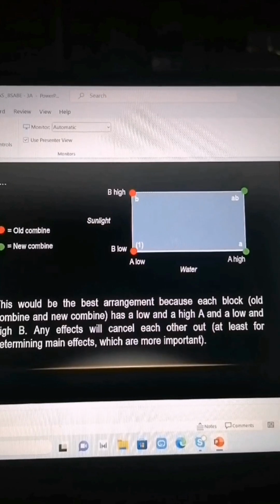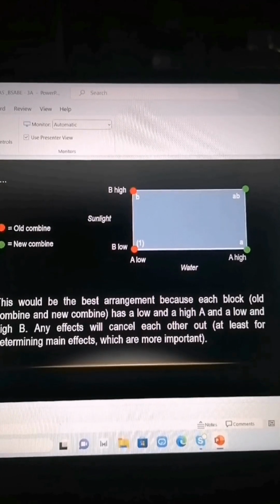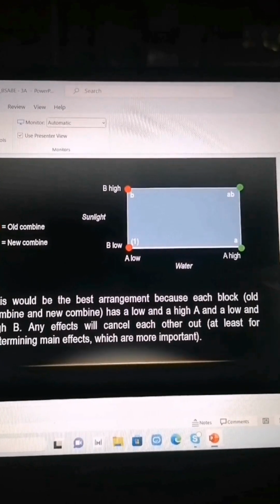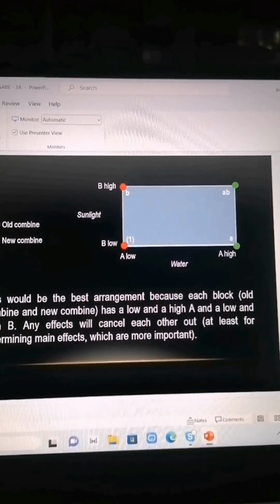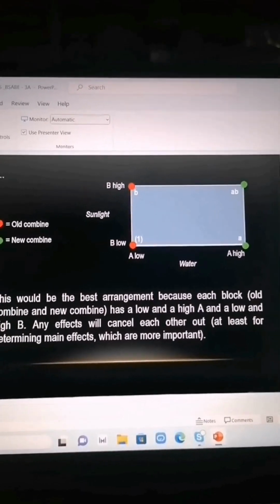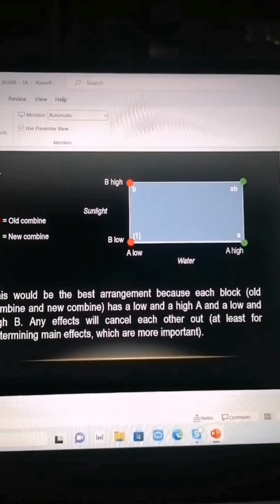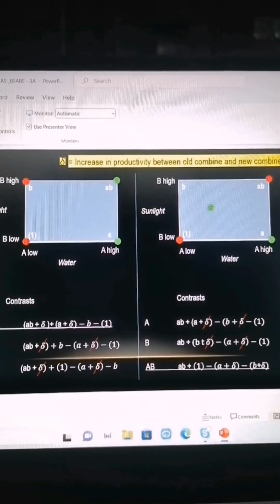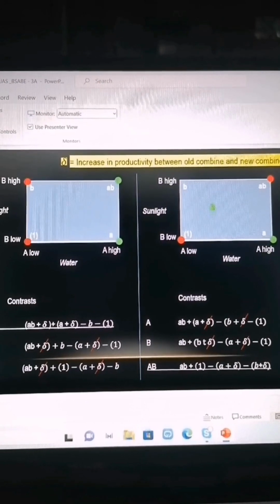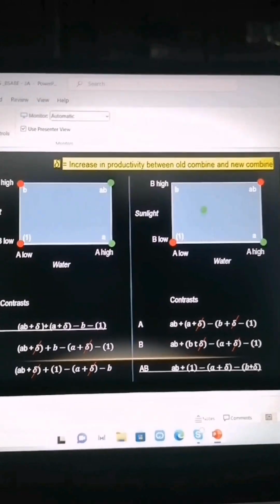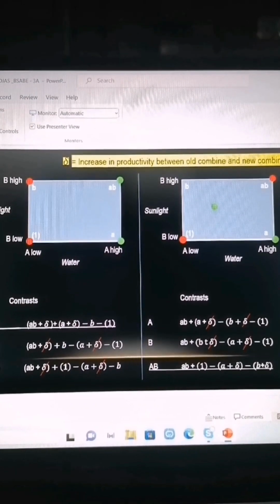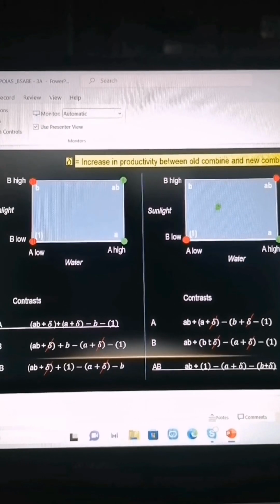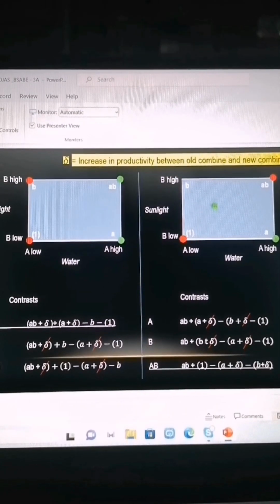And finally, we could put the 2 different blocks in the corners of this 2-square design. It turns out that this is the best arrangement because each block, the old combine and the new combine, has a low and a high value of A and a low and a high value of B. Any effects will cancel each other out, at least for determining main effects, which are the most important. So let's look at the math behind this. If we want this arrangement where we put the left 2 of the square in the old combine block and the right 2 in the new combine block, we could compute the contrast.